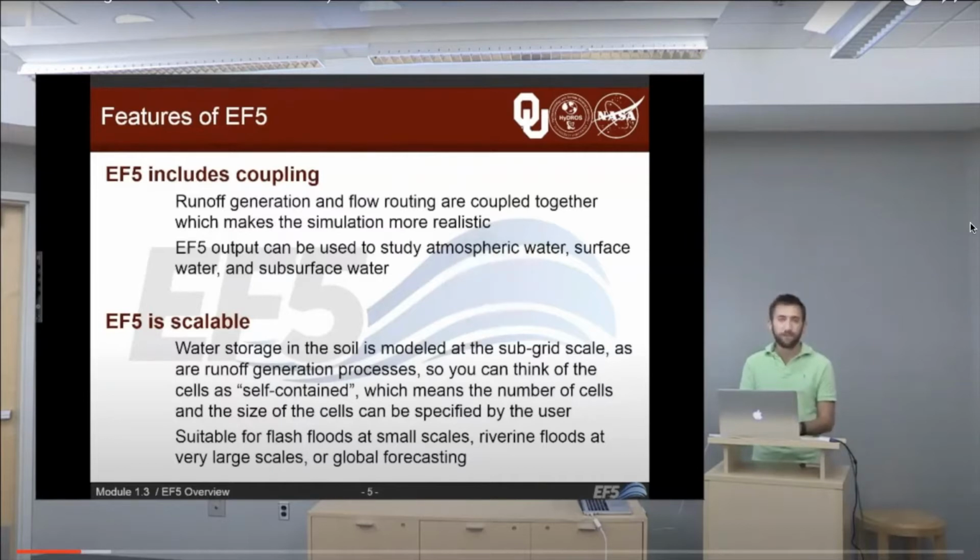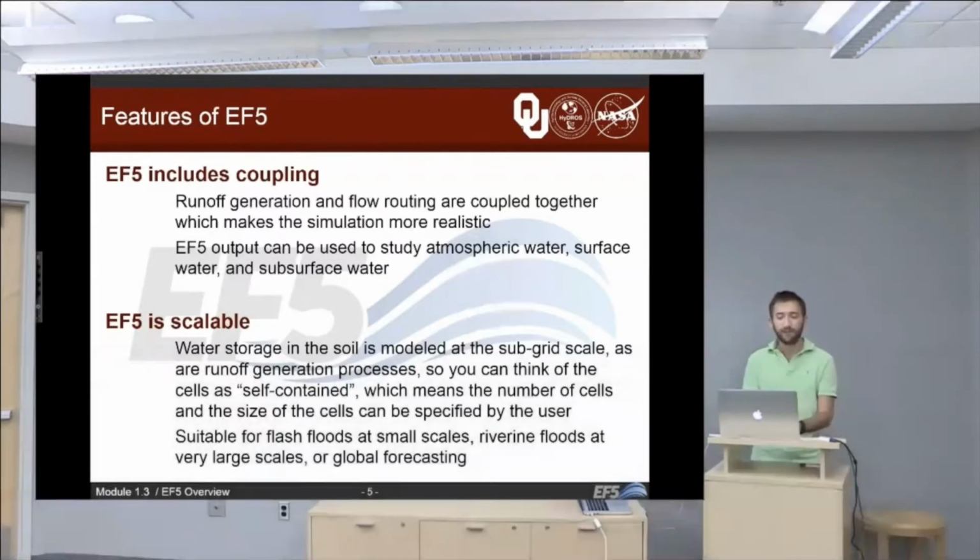EF5 output could also be used to study atmospheric water, surface water, and subsurface water. So it really does encompass basically everything there is that you want to study in hydrology. It's also a very scalable model. So inside each grid cell, the water storage in the soil is modeled. And so that means that you can think of those cells as self-contained. Each one is.